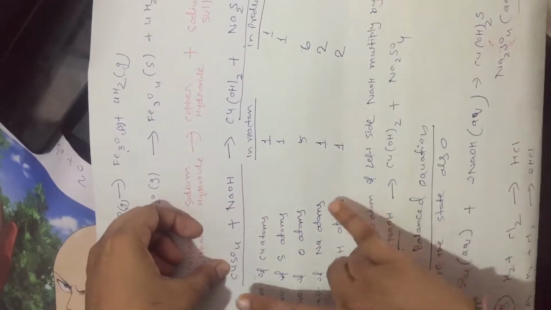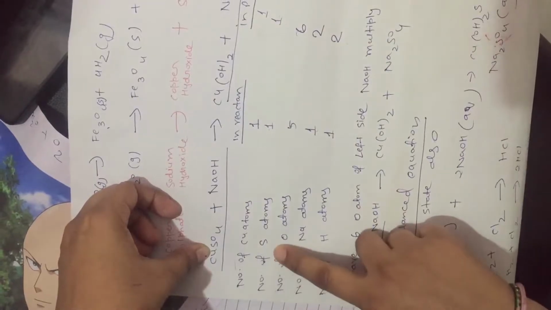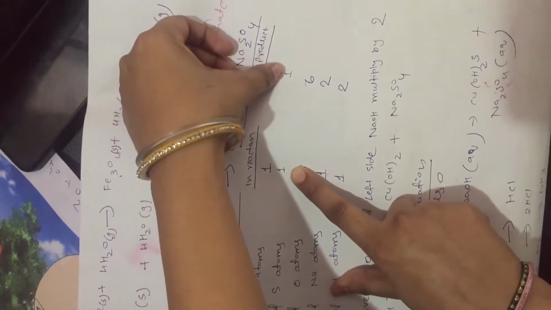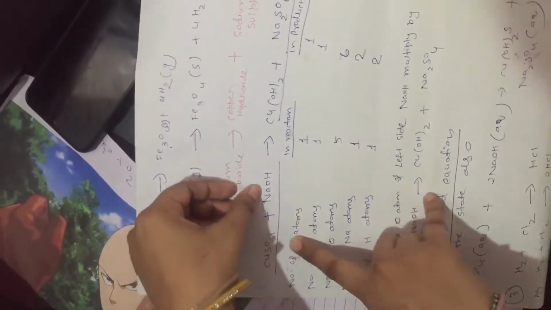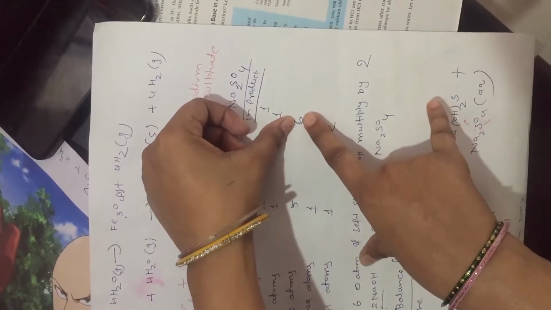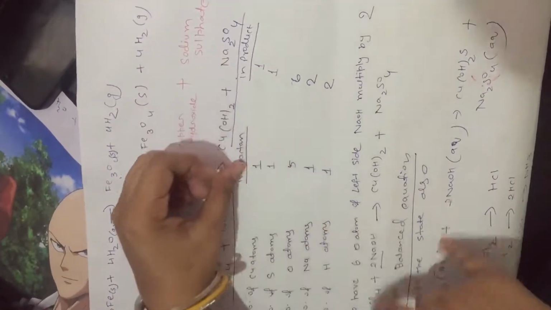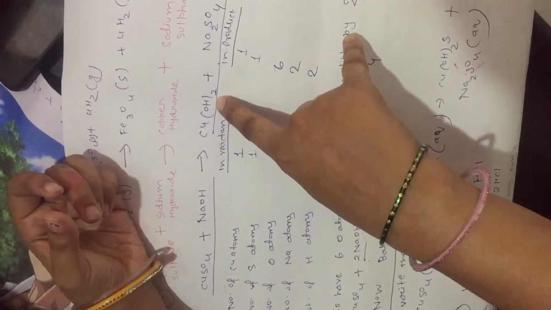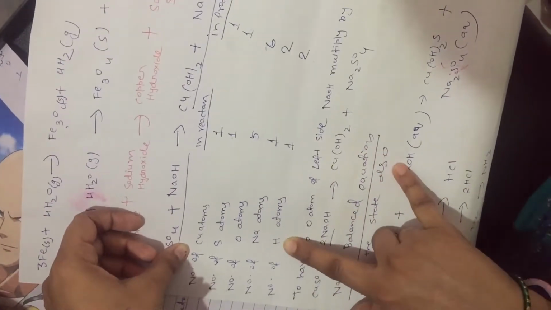The number of copper atoms on the left is only one, and in the product copper is 1. The number of sulfur atoms is 1 on this side, and in the product it is 1. So both copper and sulfur are balanced, but the number of oxygen atoms is 4 plus 1, total 5, and on the right 2 and 4, so total 6. The number of sodium atoms is 1 on this side and 2 on the other side, and the number of hydrogen atoms is 1 and here 2. Now we have to balance oxygen atoms, sodium atoms and hydrogen atoms.